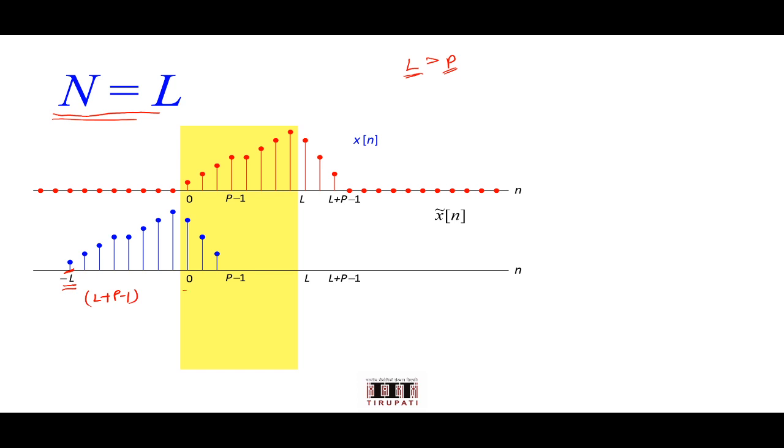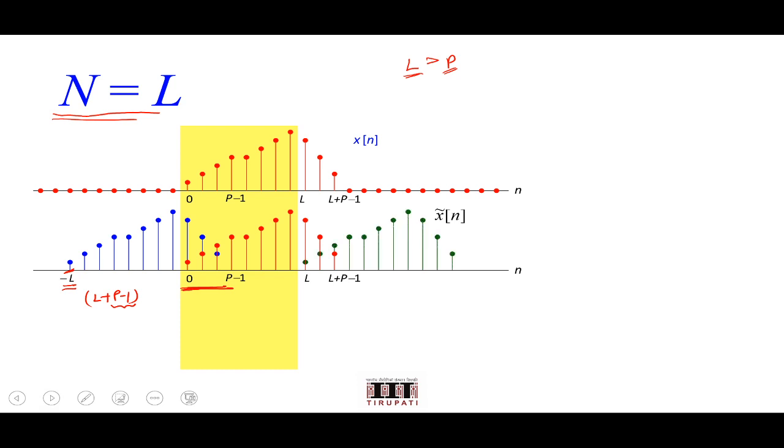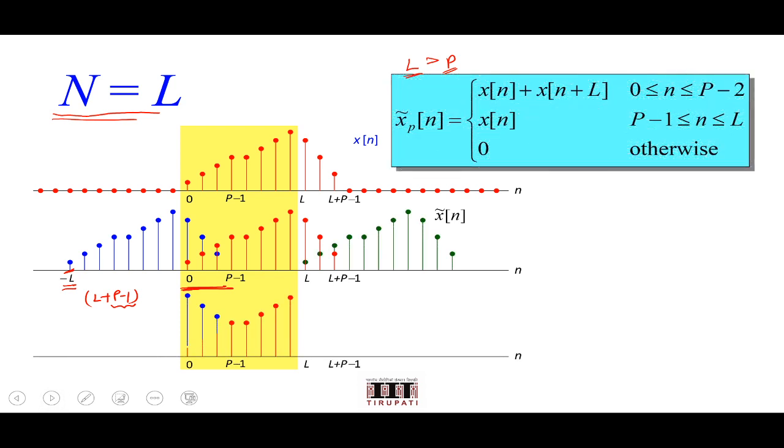So what would happen here? P minus 1 values could have an overlap here, and then you notice that x tilde of n is the summation of all these sequences, right? So what's the consequence of it? The consequence is that on this side, P minus 1 values are getting corrupted, right? And you could in fact say what that value would be.